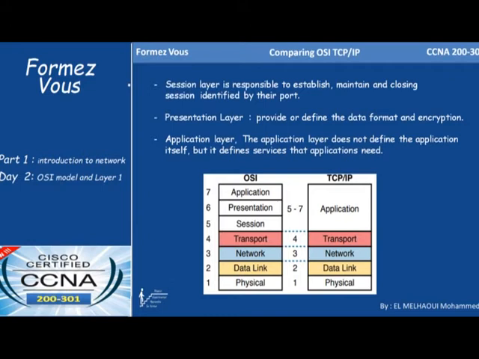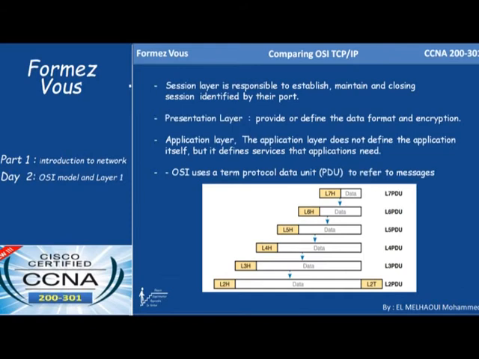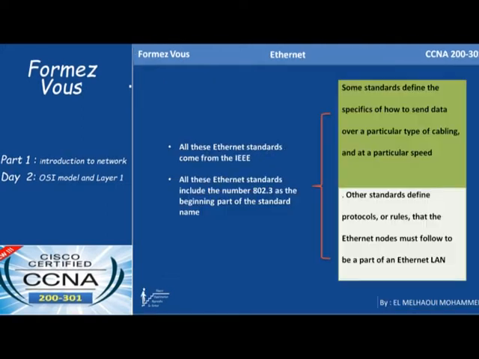Finally, you should know that OSI uses a more generic term to refer to messages, rather than frame, packet, and segment. OSI uses the term Protocol Data Unit, PDU. OSI simply refers to the layer X PDU, LX PDU, with X referring to the number of the layer being discussed. So, I explained the TCP/IP model and the OSI model, now I start to explain the physical layer in deep detail.